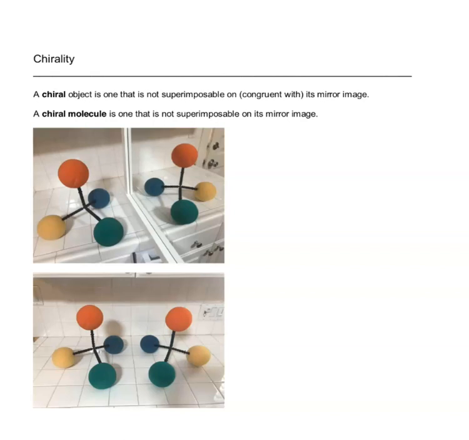To understand stereochemistry, we have to understand something called chirality. And we're going to start by thinking about the fact that a chiral object, if we can call an object chiral, is one that is not superimposable on, which means congruent with, its mirror image. Okay, so let's look at that definition first, and then we'll be able to get into some molecules.